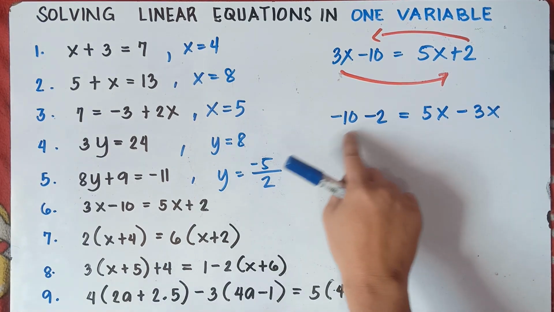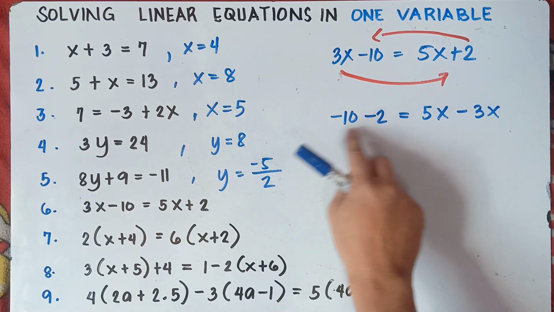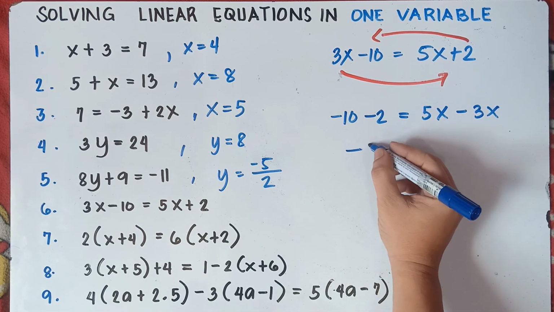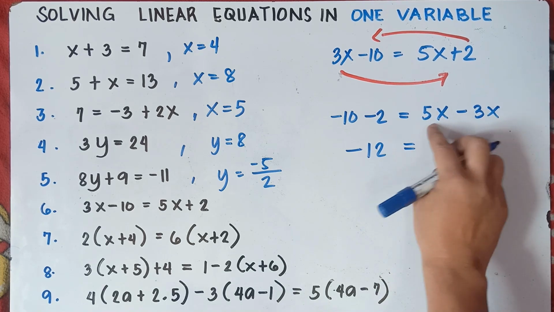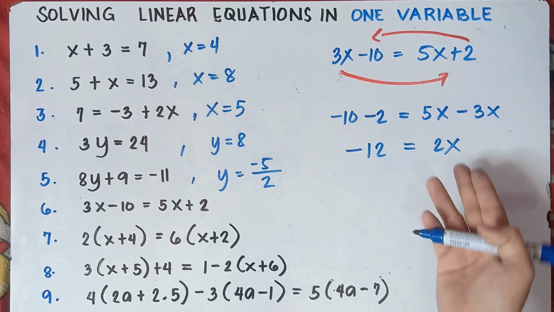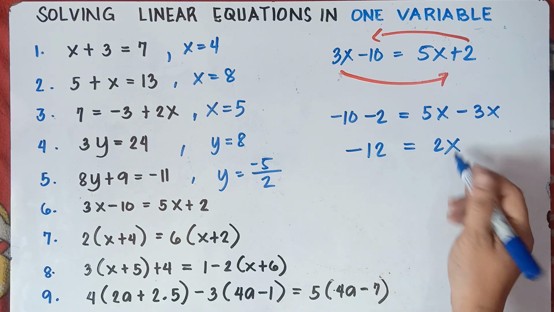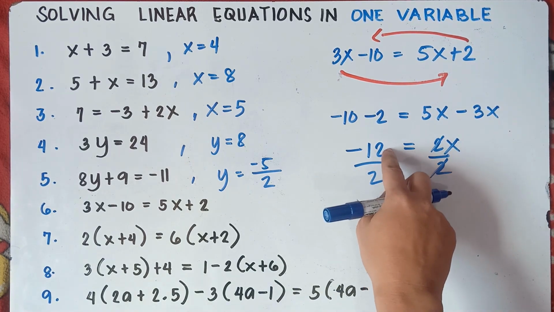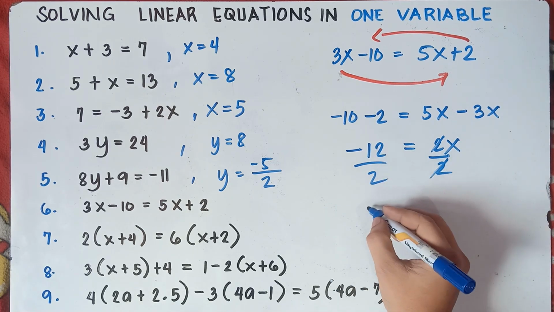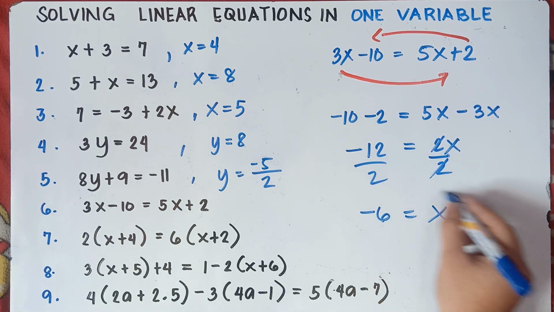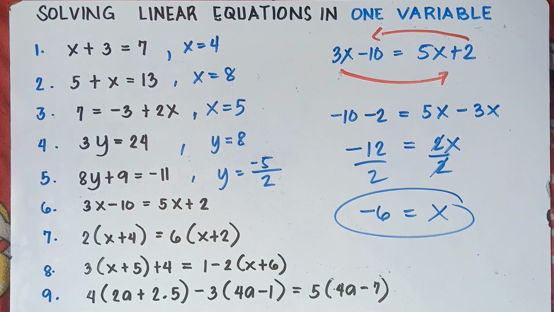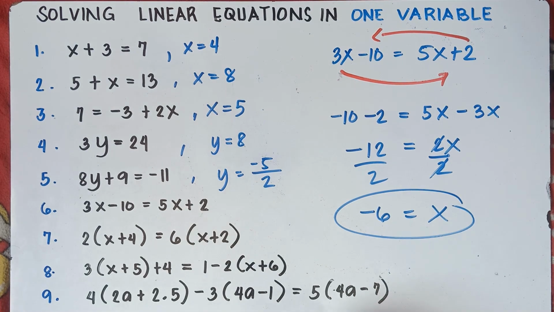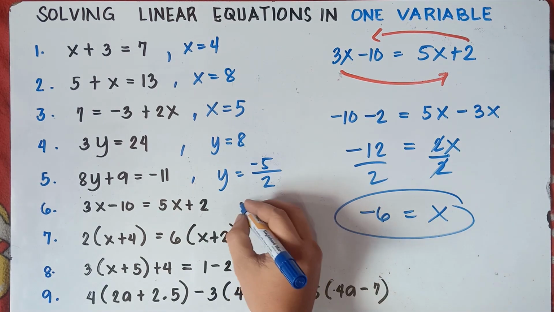So this will be negative 10, combine like terms, negative 10 and negative 2, simply copy the negative sign and add. This will be negative 12 equals 5x minus 3x. That's 2x. So you have a positive x, and it's very easy to answer. Just divide both sides by 2. And negative 12 divided by 2, that's negative 6 equals x. That's it. That's your answer. Negative 6 equals x. So x equals negative 6.